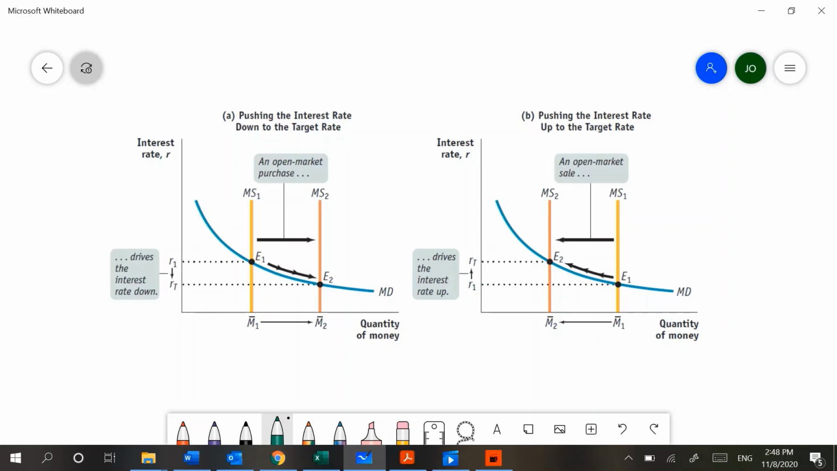Hello class. In this video, we will take a closer look into monetary policy. From your reading, you should know now that by controlling the interest rate, we can affect investment spending, which leads to changes in aggregate demand. Let's take the example on the left, Example A. Pushing the interest rate down to the target rate.